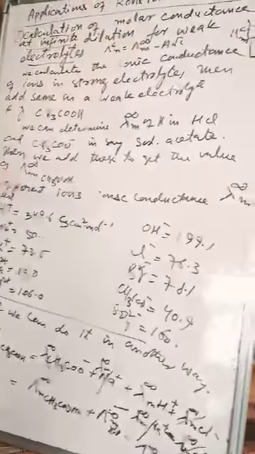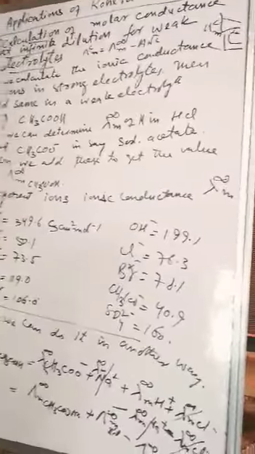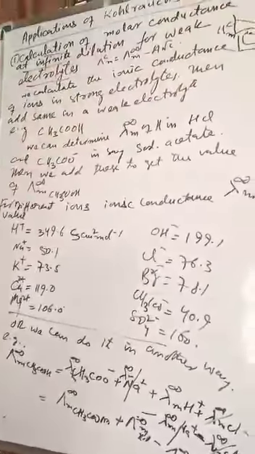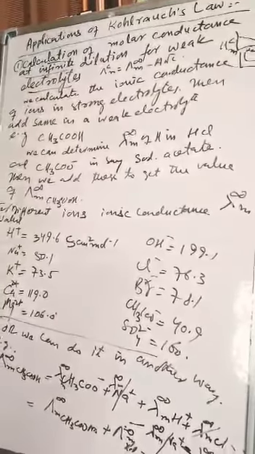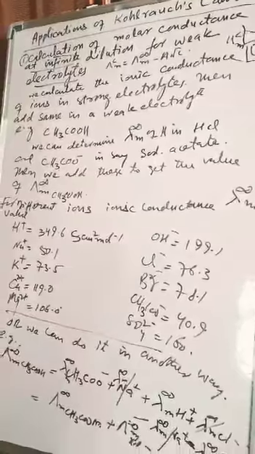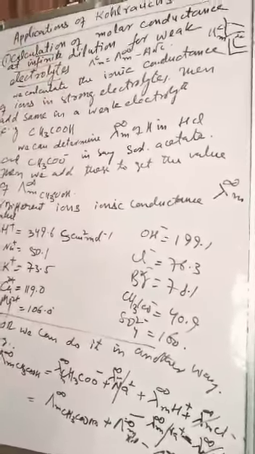But in case of weak electrolytes, we get a graph like this, which runs parallel to this axis. So by extrapolation, we cannot get the value of molar conductance at infinite dilution, which is very vital in order to determine the molar conductance at different concentrations.